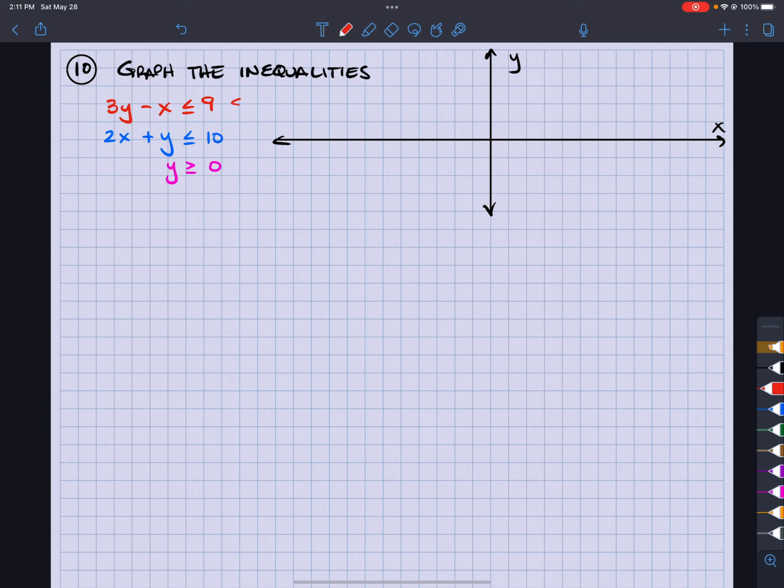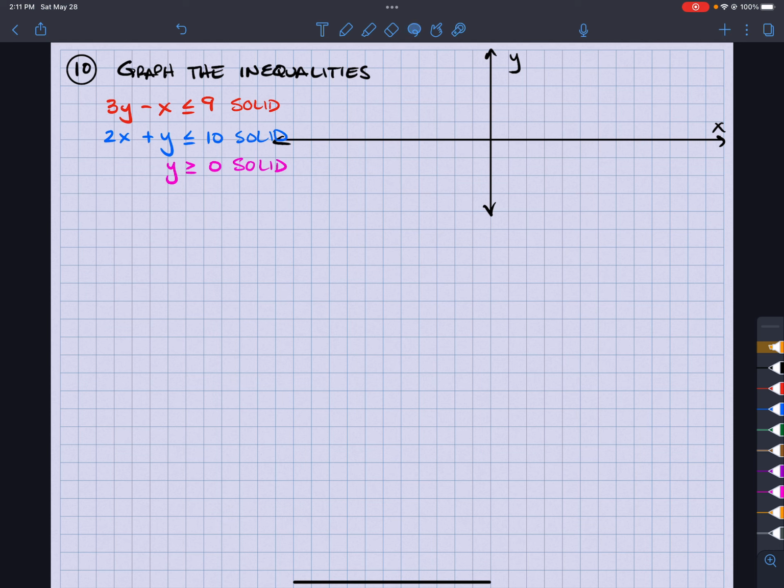I know that this is going to be a solid line. I know this one's going to be a solid line. And I also know this last one's going to be a solid line. How do I know? It's all based on these inequalities. Because of that equal sign with it, that means they are going to be solid lines. If the equal sign wasn't there, then it would be a dotted line, all right?